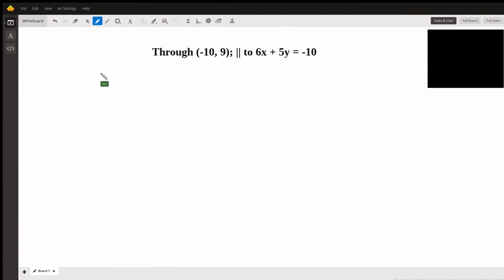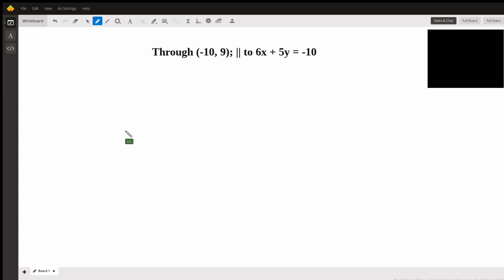Alright, in this problem we're asked to write the equation of the line that passes through the point (-10, 9), and it's parallel to the line 6x + 5y = -10. Now I just want to let you know quickly, these two vertical bars you see right here are the symbol for parallel lines. They're used a lot in geometry, but I just use it here. So whenever you see these two lines, think parallel lines.